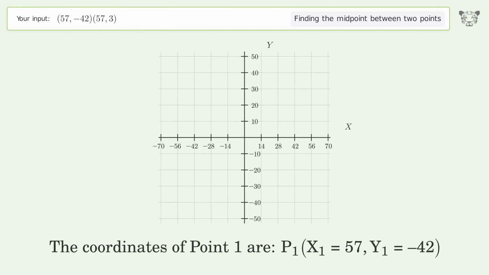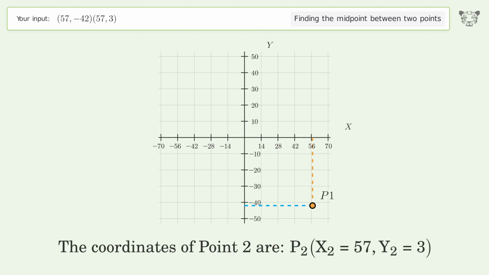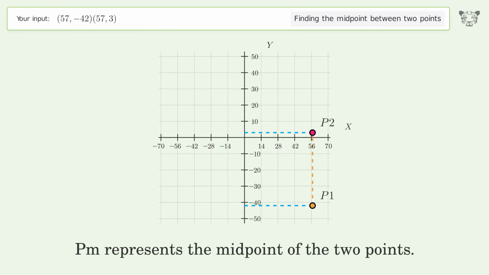The coordinates of point 1 are, x1 equals 57, y1 equals negative 42. The coordinates of point 2 are, x2 equals 57, y2 equals 3. PM represents the midpoint of the 2 points.